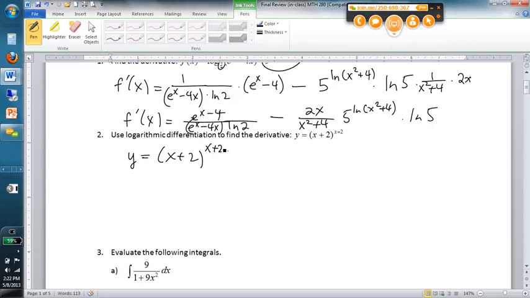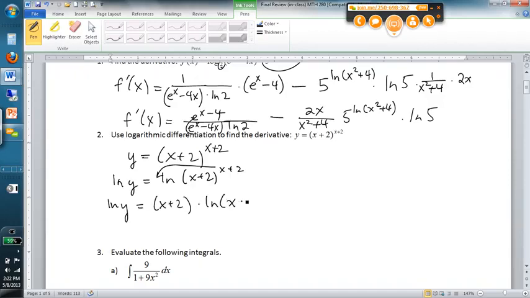Remember what we do? Take ln of both sides. Why do we do that? Well, in an ln, you can bring down the power, can't you? So it would be ln of y equals x plus 2 times the ln of x plus 2. Now if we take the derivative of both sides, the derivative of ln of y, well, it's a little implicit, would be 1 over y times the derivative of y.